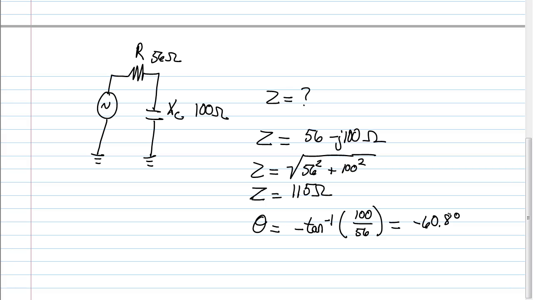If I ask you for impedance, unless I specify otherwise, I'm looking for the polar form of that. So how do we write the overall impedance? I haven't written that yet. Write it like this. It'll be 115 at negative 60.8 degrees ohms. Good? Impedance is measured in ohms, and so are reactance and resistance. All of that's ohms. Questions?